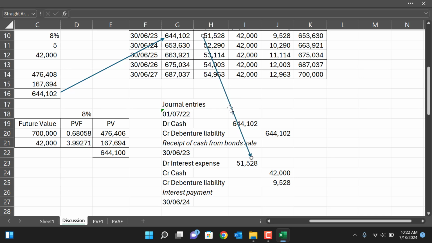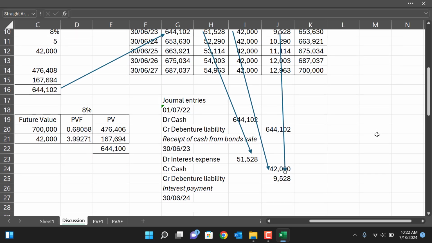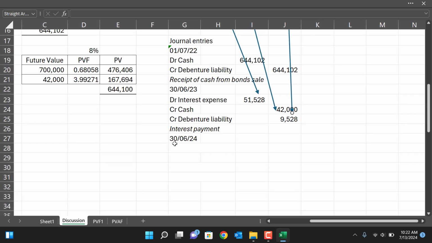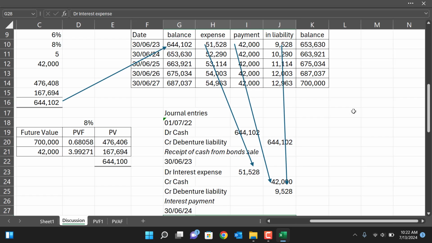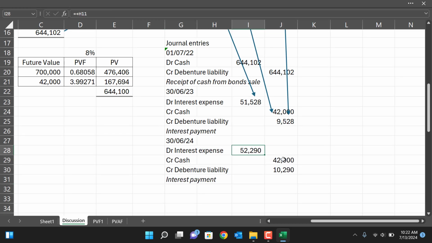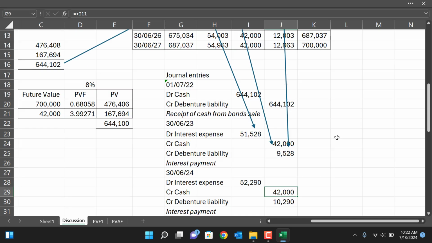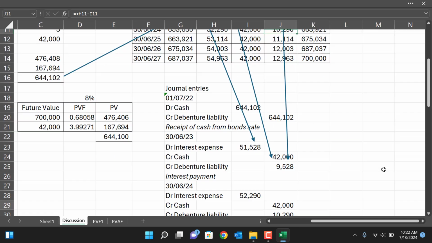Okay, and then cash, which is the interest payment or cash payment, will be the same here. Okay, and then the decrease or increase in liability will be here, right? So just get the information that you calculated from the amortization table and transfer it here. The same way, if you do it for 2024, it will be similar to that. So you'll get this 52,290 as your interest expense. Cash payment will be constant, and debenture liability increase will be 10,290.